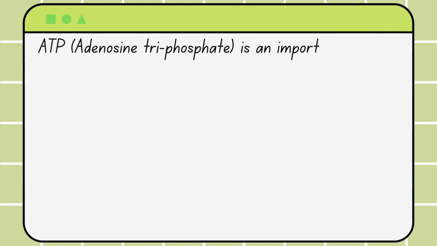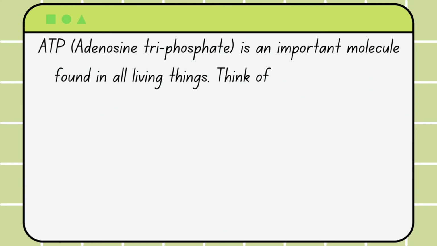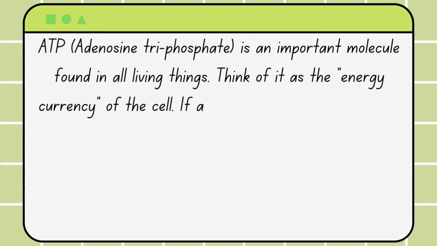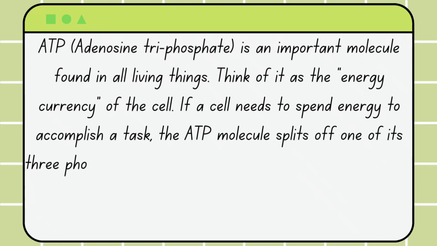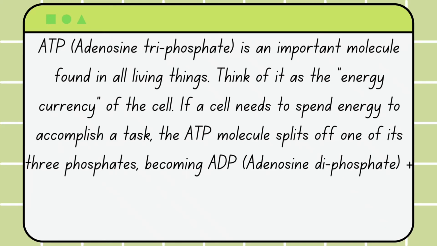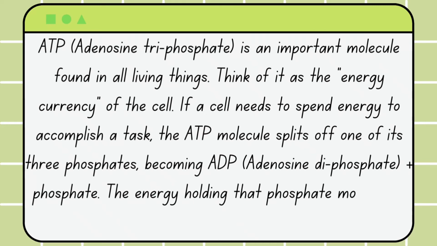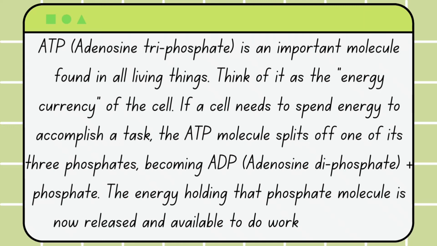ATP, adenosine triphosphate, is an important molecule found in living things. Think of it as the energy currency of the cell. If a cell needs to spend energy to accomplish a task, the ATP molecule splits off one of its three phosphates and becomes ADP, adenosine diphosphate. The energy holding that phosphate molecule is now released and available to do work for the cell.